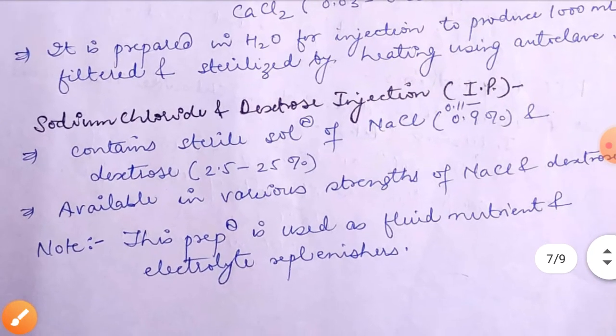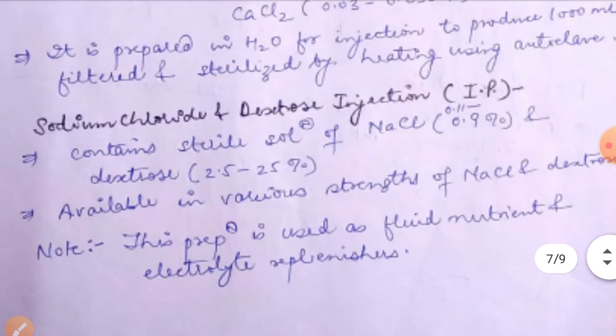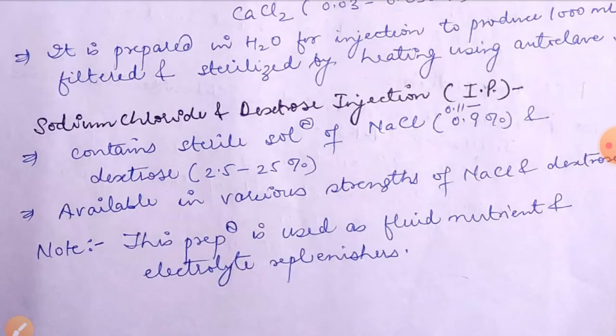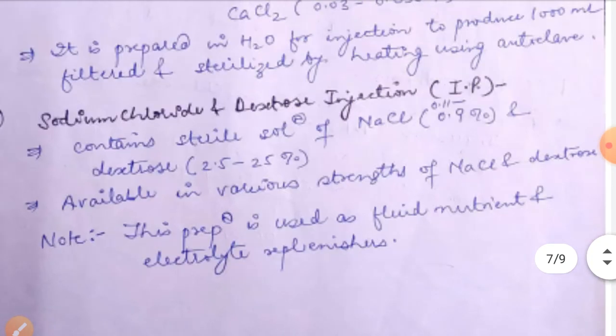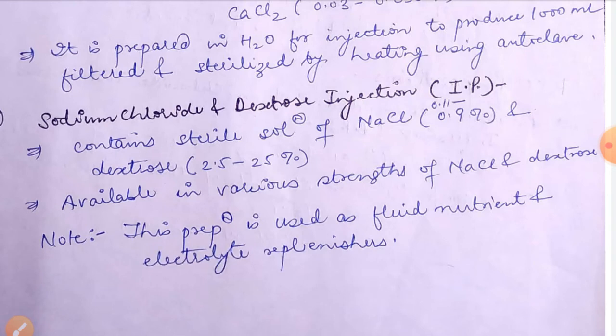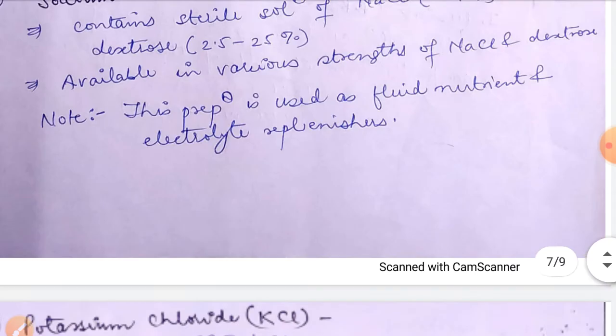Now the sodium chloride and dextrose injection by Indian Pharmacopoeia. It contains sterile solution of sodium chloride about 0.11% to 0.9% and dextrose 2.5 to 25%, available in various strengths of sodium chloride and dextrose. Here is a note that the preparation is used as a fluid nutrient and electrolyte replenisher.